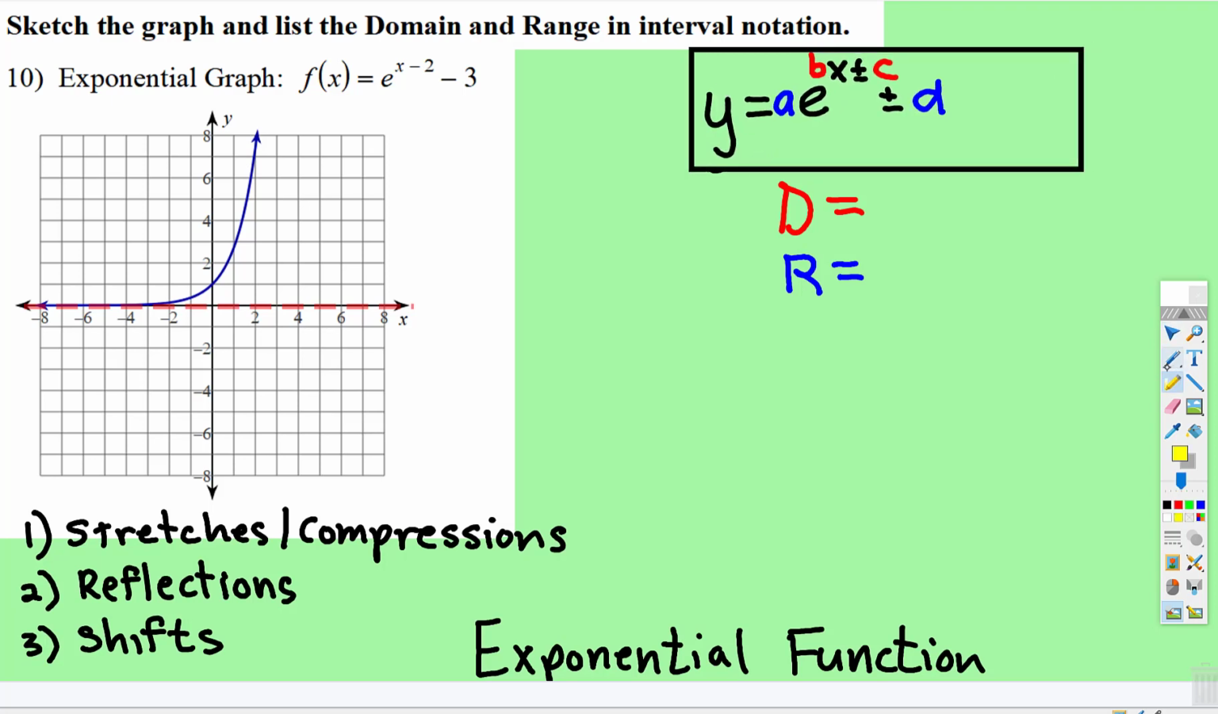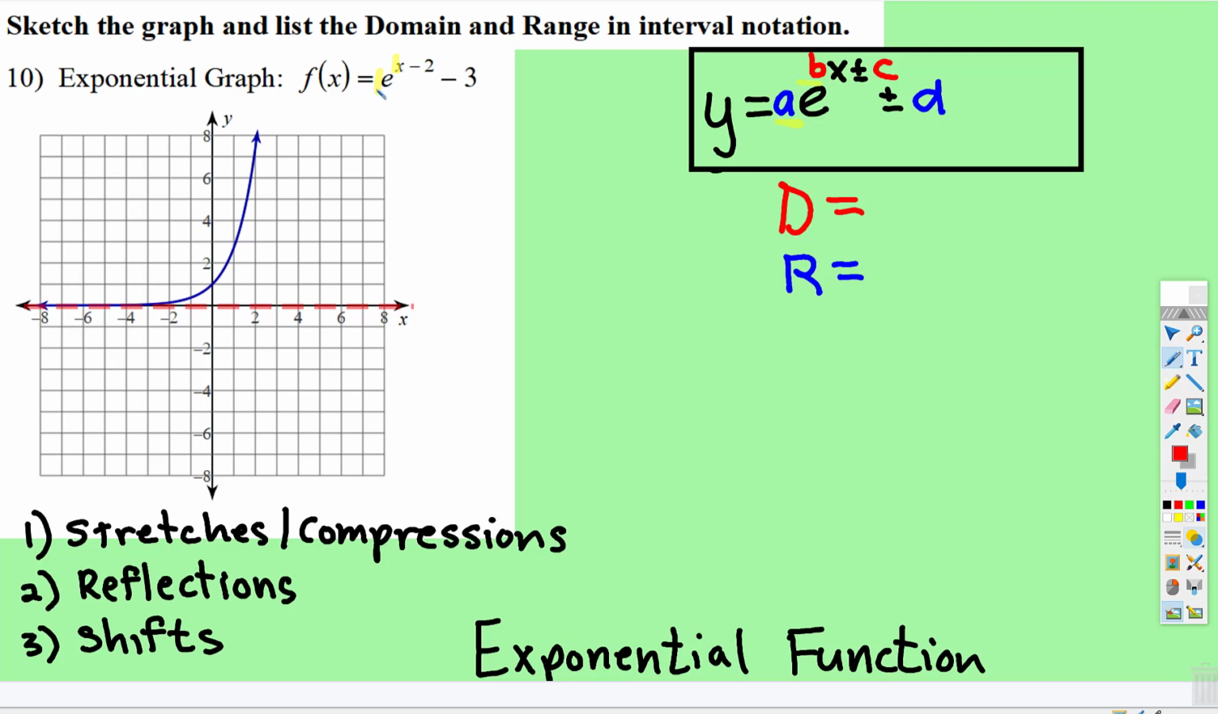So if there would have been a number attached to the e, that would be the a. If there would have been a number attached to the x, that would be the b. And then the subtract 2 is this plus or minus c, and the number outside that's on the same level as the e, that's the d value. Okay, so let's look at what we have.